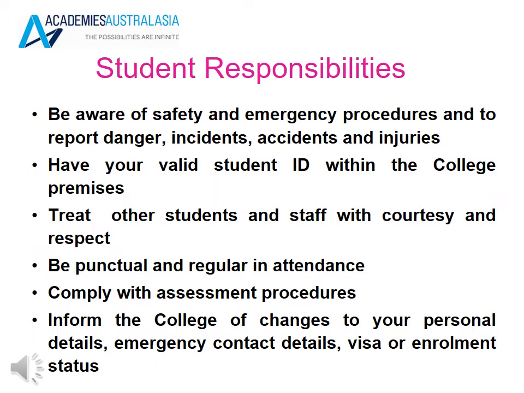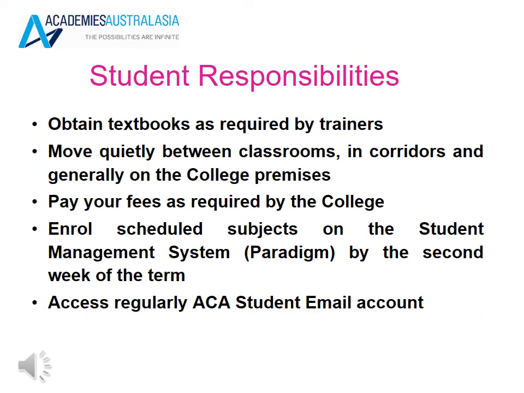Be punctual and regular in attendance. Comply with assessment procedures and inform the college of changes to your personal details, emergency contact details, visa or enrolment status. You also need to obtain textbooks as required by trainers, move quietly between classrooms in corridors and generally on the college premises, pay your fees as required by the college, enroll scheduled subjects on the student management system by the second week of term, and access regularly the Academy's Australasia student email account.